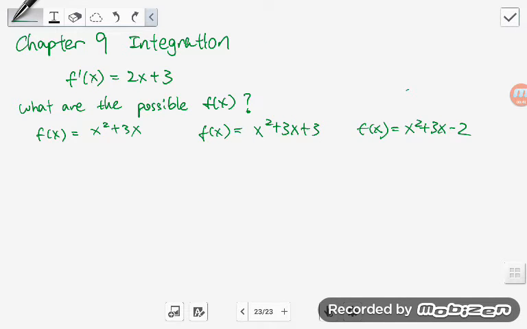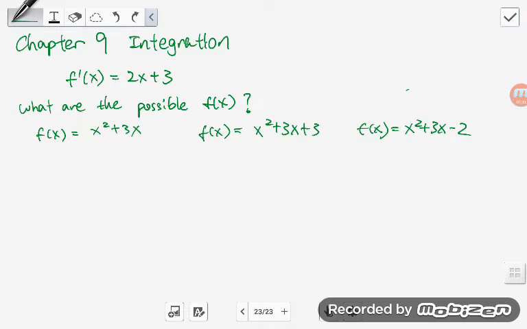Okay? So let's just take a look at an example that will give you guys a big picture, a brief idea of what integration is about. So today, let's say my f prime x is 2x plus 3, right? So this is my first derivative. F prime x is equal to 2x plus 3. Now, what are the possible f of x? So the first one, I have f of x equal to x squared plus 3x. The next one, f of x is equal to x squared plus 3x plus 3. And the last one, f of x is equal to x squared plus 3x minus 2.